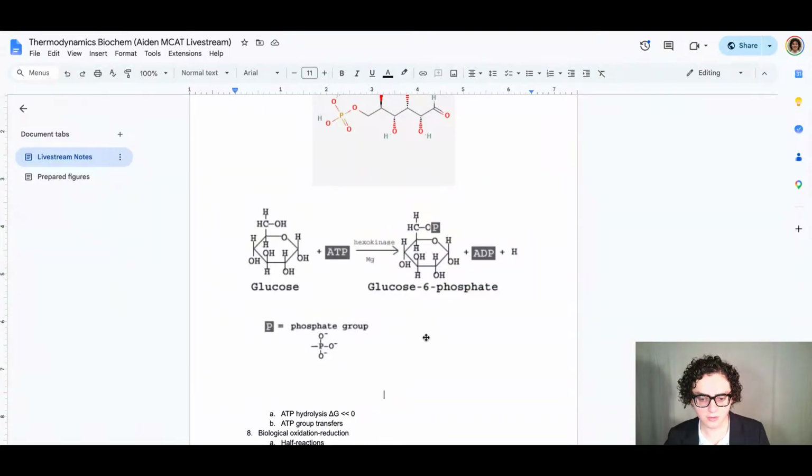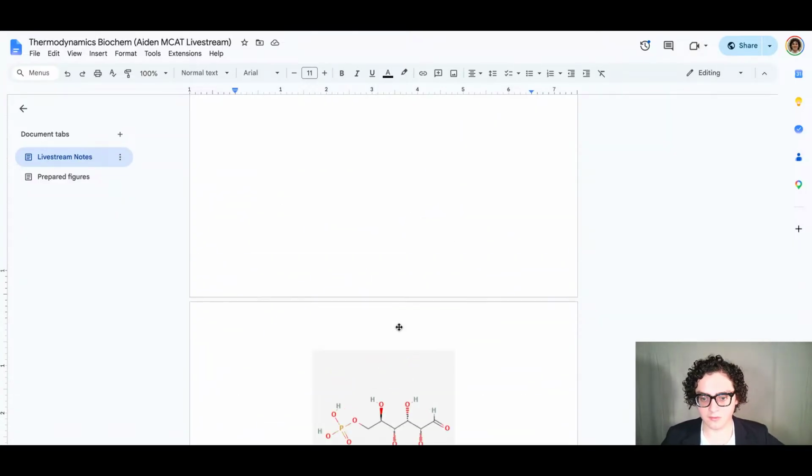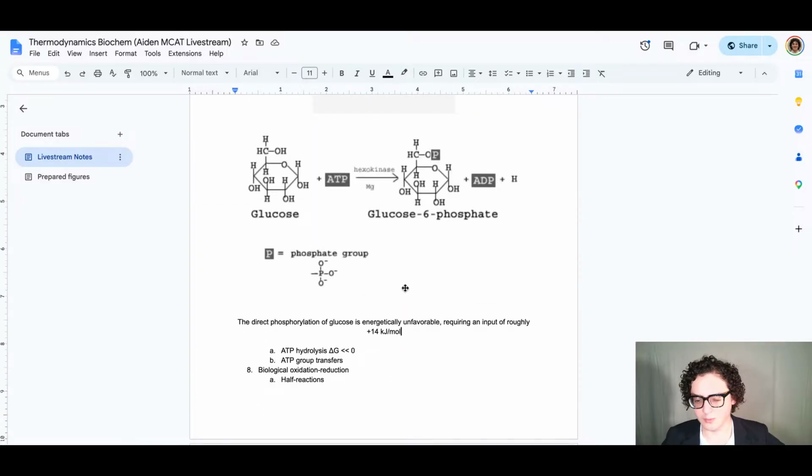All right. So here's a sentence from Google. The direct phosphorylation of glucose is energetically unfavorable, requiring an input of roughly 14 kilojoules per mole. So the kilojoules per mole is the unit that we use for enthalpy and also Gibbs free energy. Pretty sure. Let's just make sure about that.